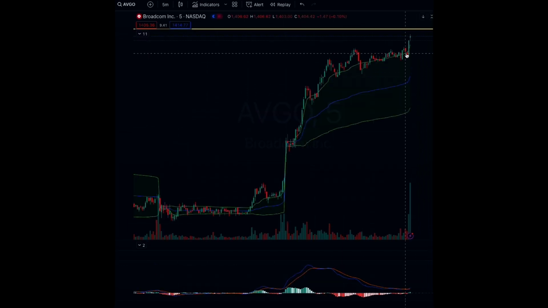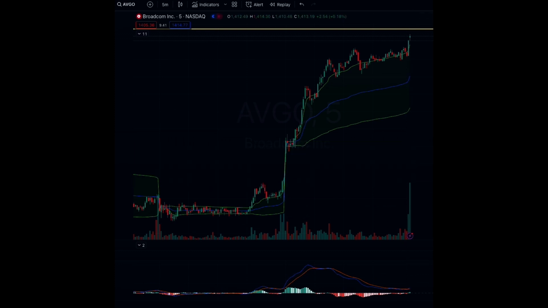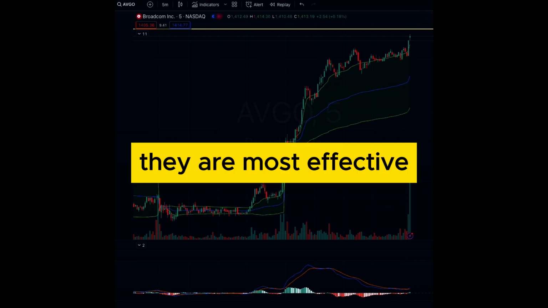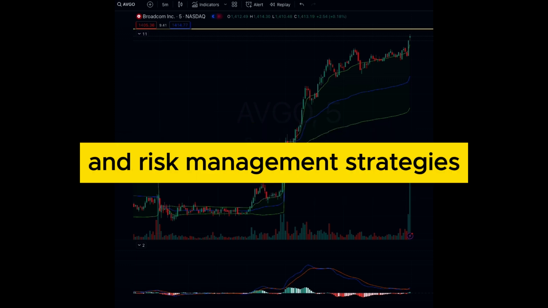Alright, let's put theory into practice with some real-time examples. Here you can see this stock is trading above VWAP, has significant volume spikes, and the MACD just crossed. This is a bullish pattern. These indicators are just tools. They are most effective when used in conjunction with other forms of analysis and risk management strategies.